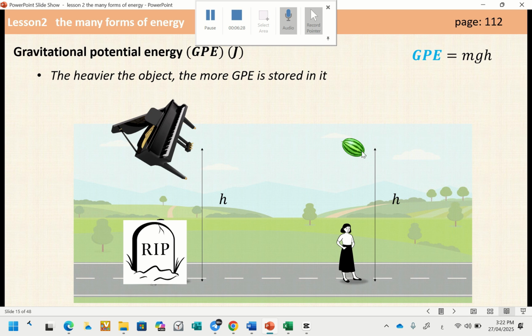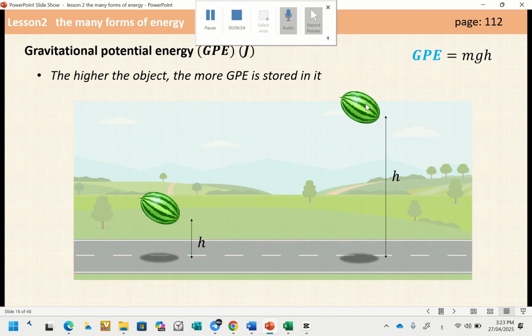While here, in the watermelon, because it has a small mass, it will have a smaller amount of energy stored in it. And this stored energy, the small amount, will turn into a small amount of kinetic energy, which will not harm this person, not as much as the first person anyways.